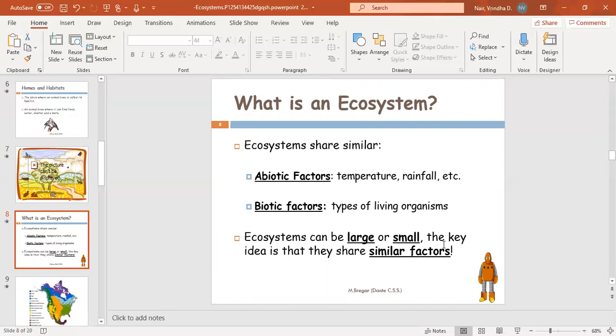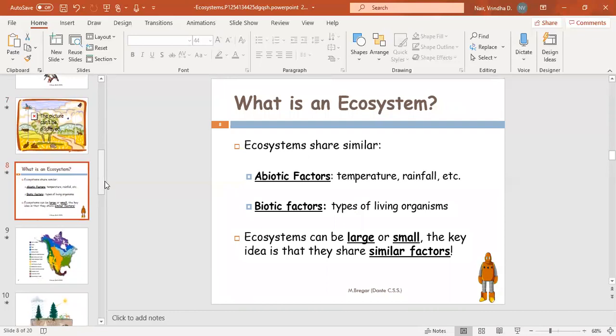An ecosystem can be small or large. The key idea is that they share similar factors. So in an ecosystem, we are always sharing. We are sharing food, we are sharing water, we are sharing with other organisms, other human beings, etc.